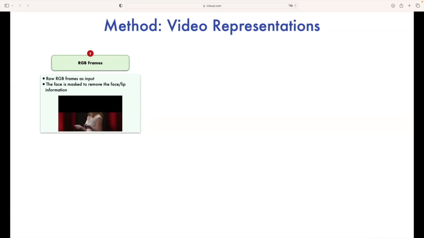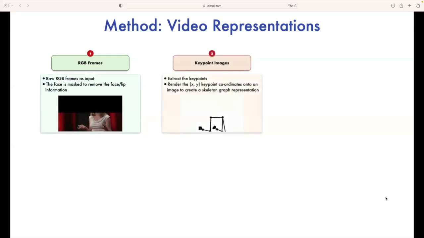So this was about the first representation. Now, the second representation is key point representation. And in that, we have two subtypes. The first one is key point images. So here, we take the raw RGB frames and extract the key points.